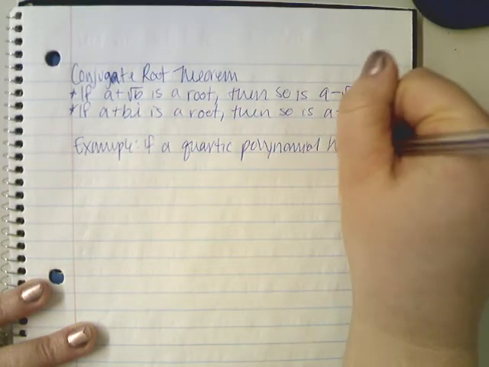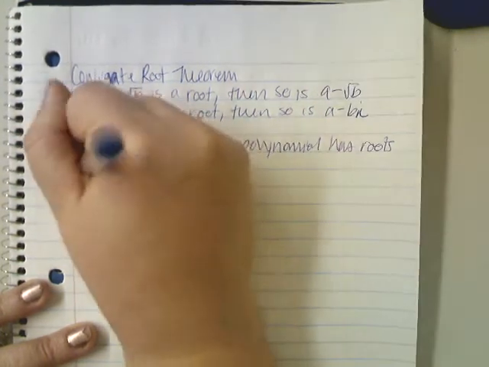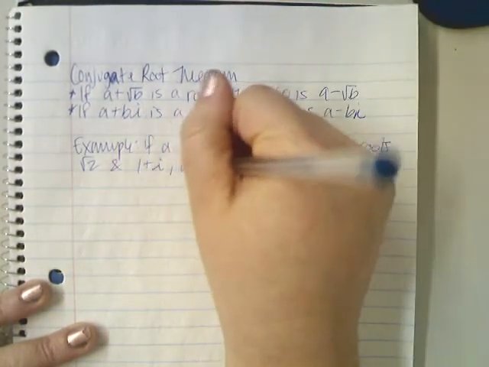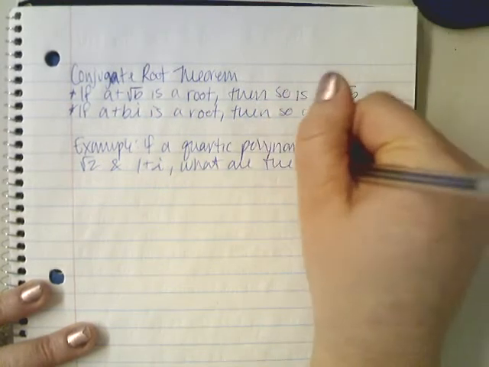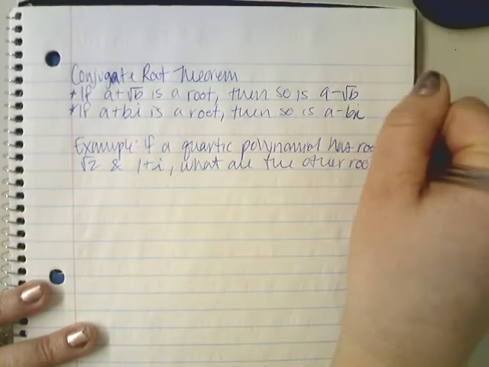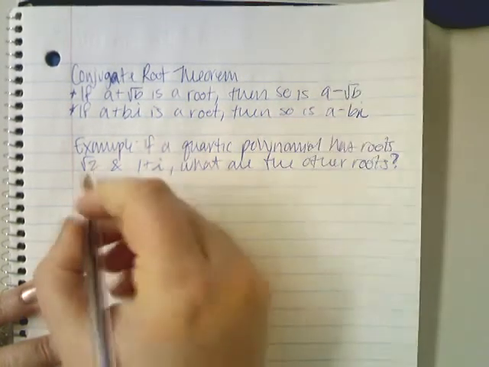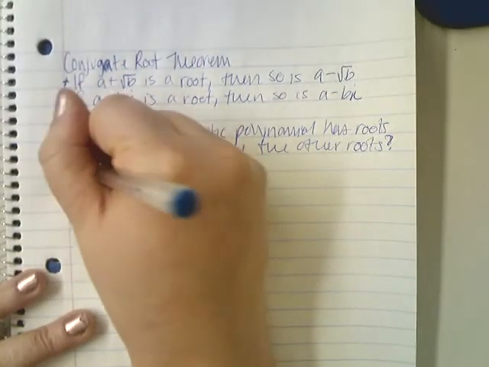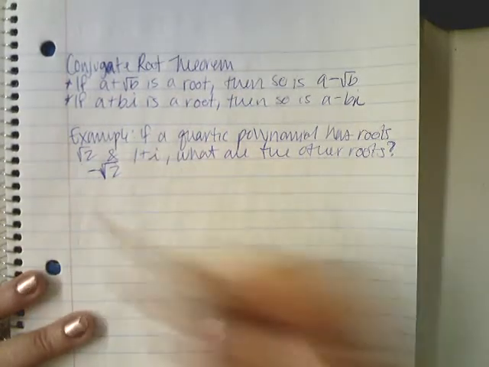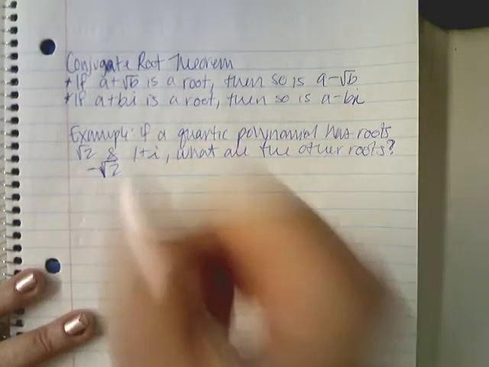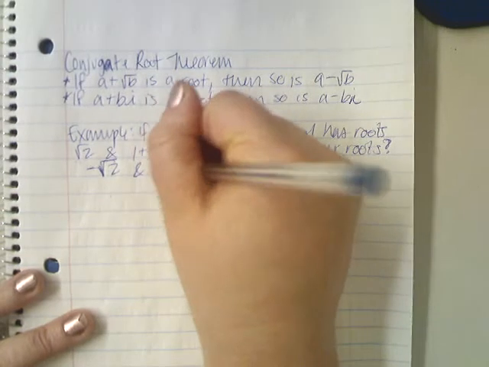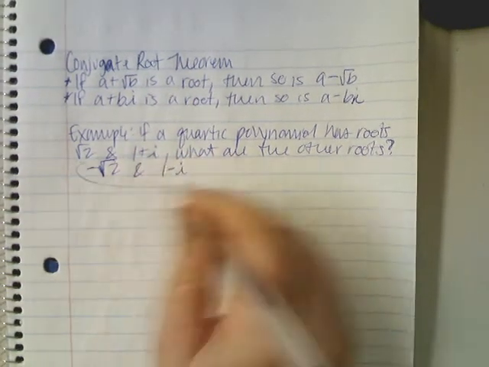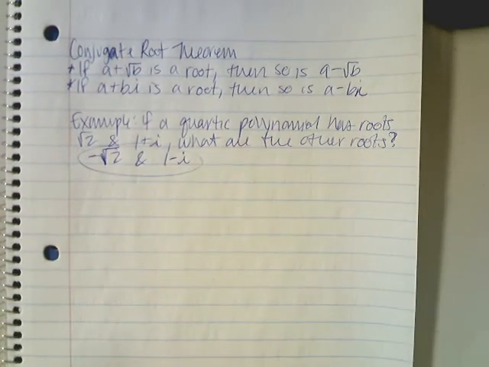So one super quick example: if a quartic polynomial has roots square root 2 and 1 plus i, what are the other roots? You would just do the opposite sign. So the other roots would have to be negative root 2. So again, plus or minus root 2, it makes sense that you have to have the negative version. And 1 minus i, so again, the other version of that root. So these would be our other roots using the conjugate root theorem.